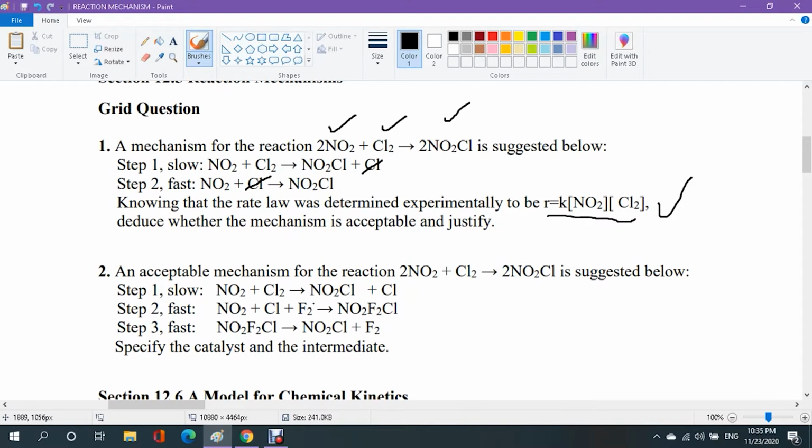Now, for example, here we look for an intermediate. Here we can find Cl to be an intermediate because Cl is formed in step 1 and then used up in step 2. So Cl is an intermediate. And then here we'll find out that F2 is used up in step 2 and then formed in step 3, so it's a catalyst. And here we'll also look at NO2F2Cl. It's an intermediate because it's formed in step 2 and used up in step 3. So the two intermediates are NO2F2Cl and also Cl. These are the two intermediates, and the catalyst is F2.